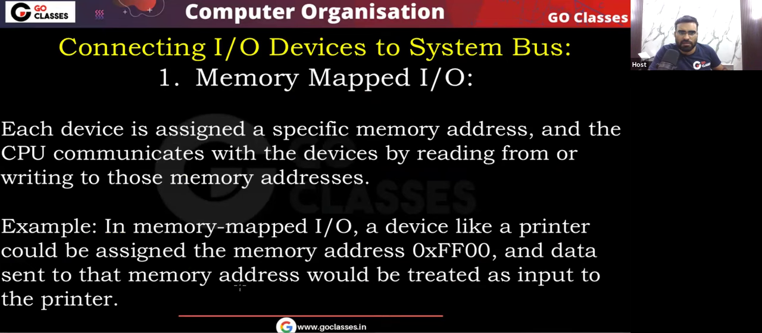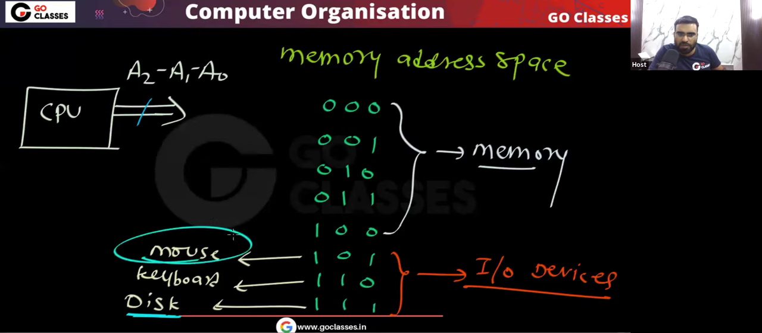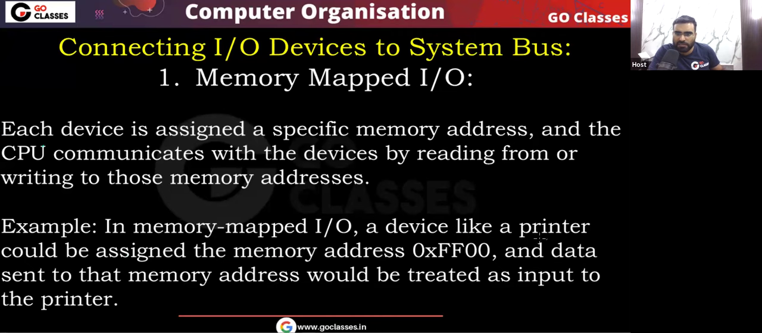Now, see this example. Each IO device is assigned a specific memory address. So if the CPU wants to communicate with that IO device, the CPU will generate that address. For example, if the CPU wants to communicate with the mouse, then the CPU will generate this address 101. Let's assume the printer has this memory address in memory mapped IO. Now, if the CPU wants to communicate with the printer, the CPU will generate this address.